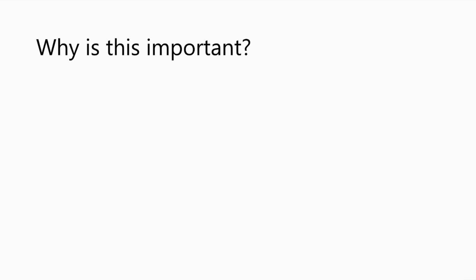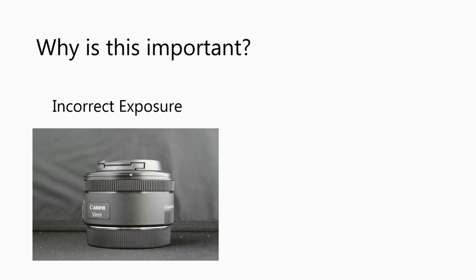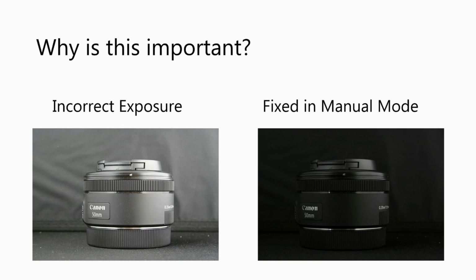So why is this important? If manual mode just means moving the numbers around to get the same exposure as auto mode, then why not just use auto mode all the time? Well, a few reasons. 1, sometimes the camera gets the exposure wrong in auto mode, and then you can't fix it. In auto mode, you basically have no control.